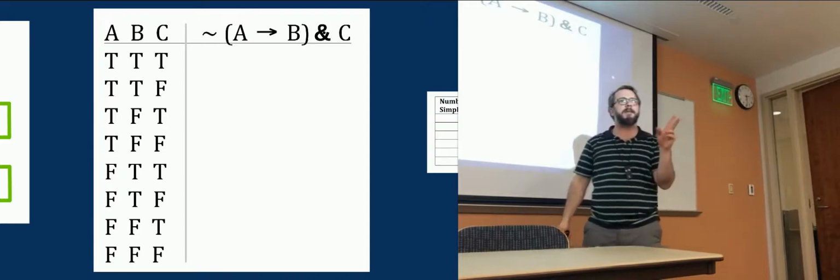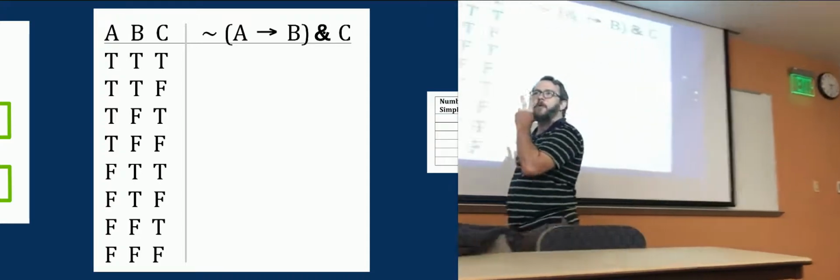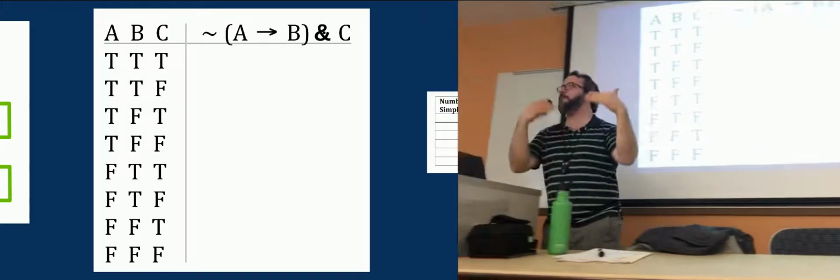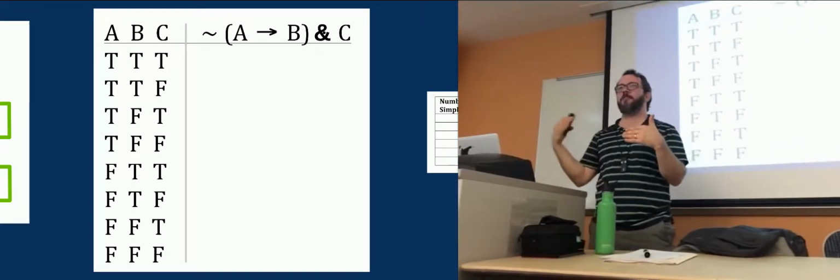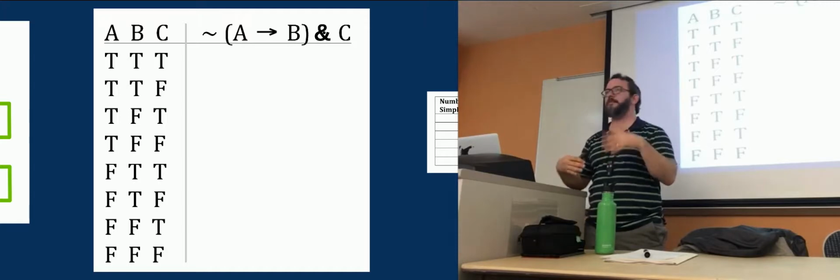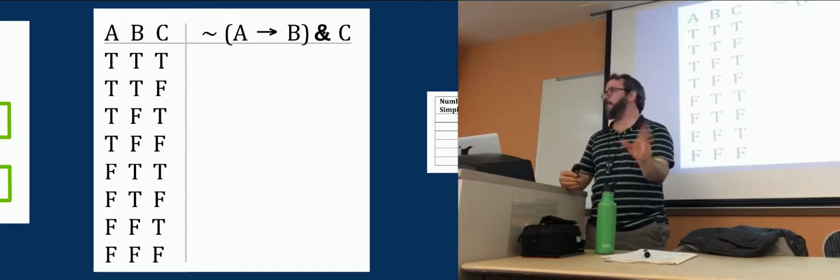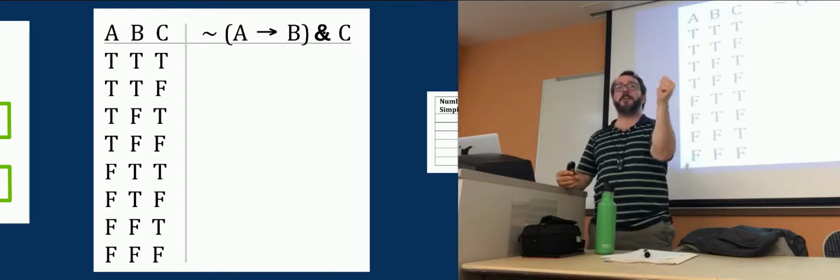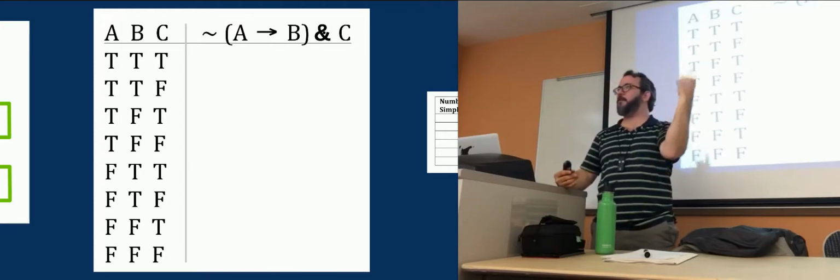It's always going to be some power of 2. For every additional simple proposition that I get, I'm going to double the number of lines that my truth table needs to have. And this makes sense, I promise. If I'm just dealing with P, how many truth values can P have? 2. It could be true or it could be false.